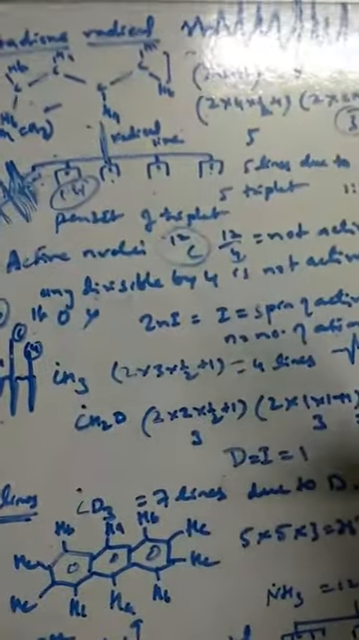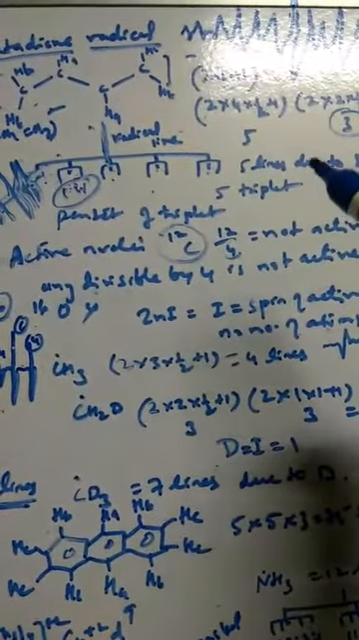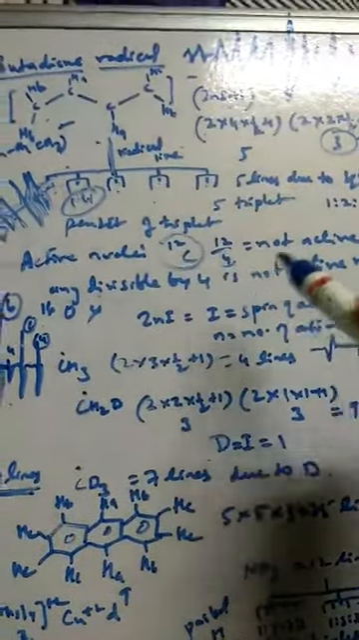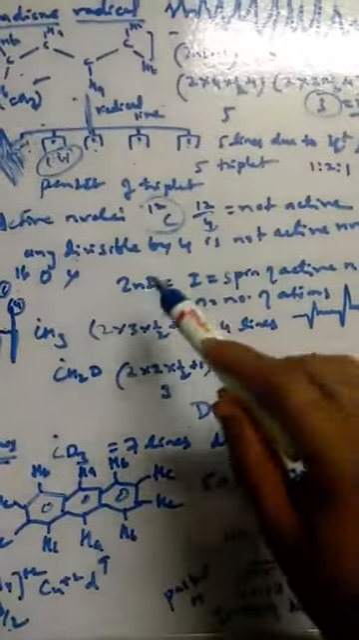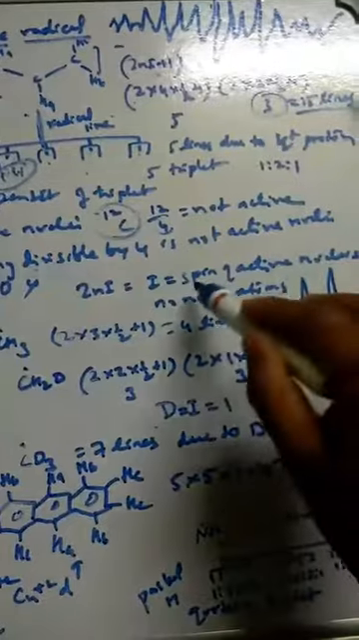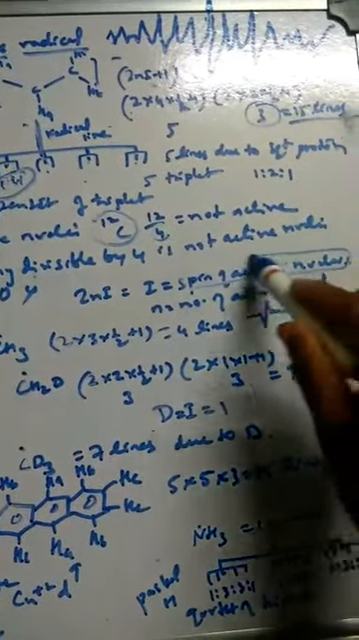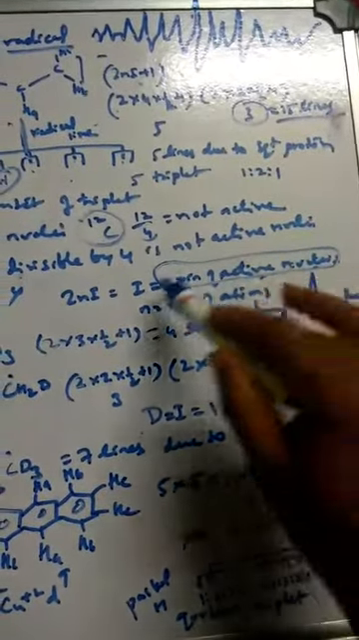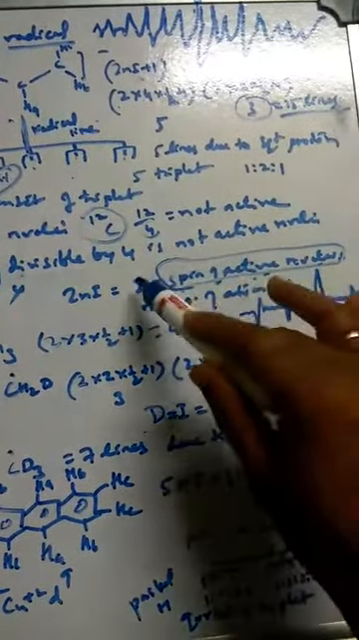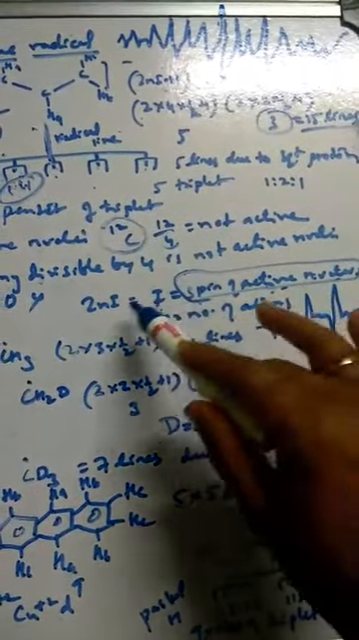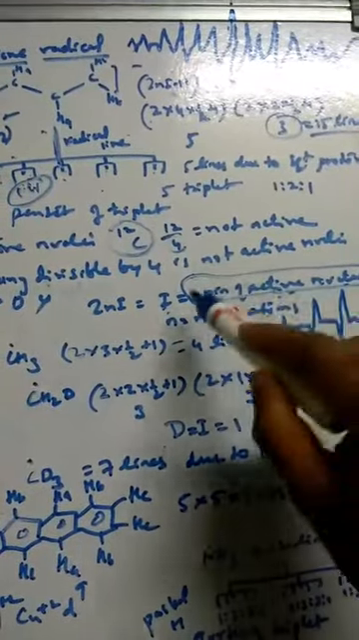But proton and nitrogen are active nuclei, because they are not divisible by 4, and they have an I value: nitrogen 1 and proton 1 by 2. This I is called the spin of the active nucleus. So carbon 12 or oxygen 16 are not active, but hydrogen is definitely active, having one half. Nitrogen is definitely active, having 1 as the I value.